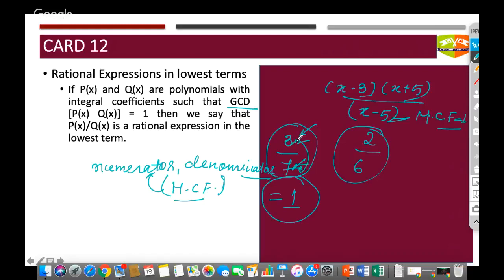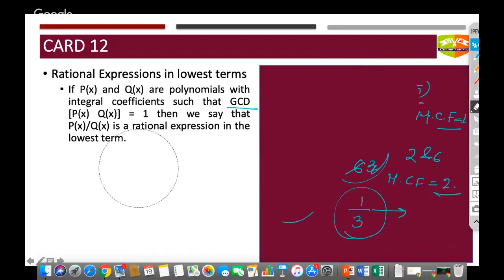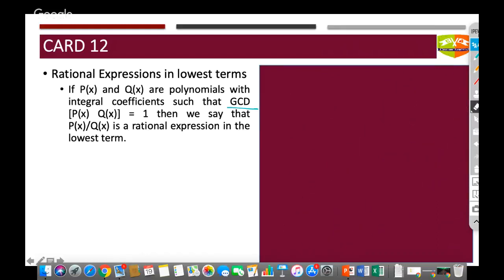For 3 and 7 also the HCF is 1, but for 2 and 6 the HCF is not 1. So this is not in its simplest term. I know the HCF of 2 and 6 is 2. So it means that 2 can be cancelled out from here. So this can be written as 1 and this can be written as 3. So if you divide numerator and denominator by the HCF, it converts into the simplest term. So that is what we have to take care of when we are finding out whether any particular rational expression is in its simplest form or lowest form or not.